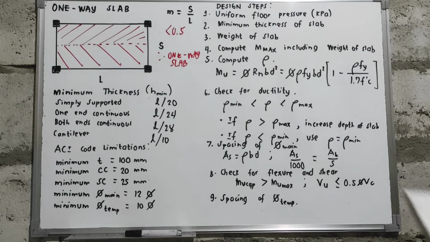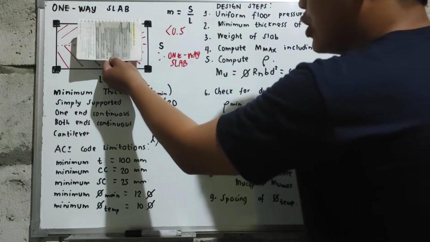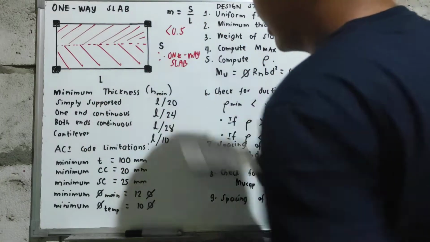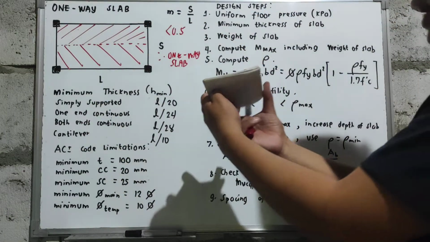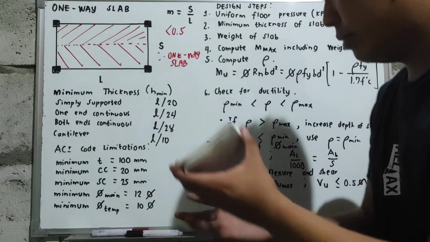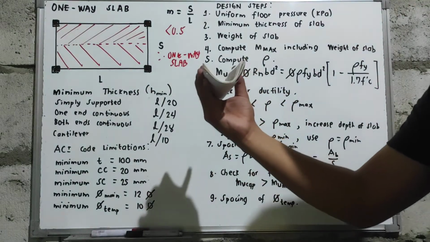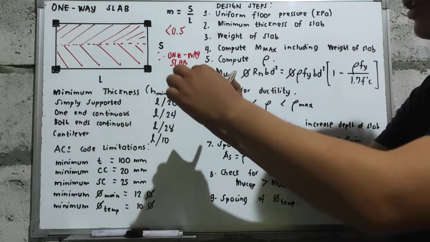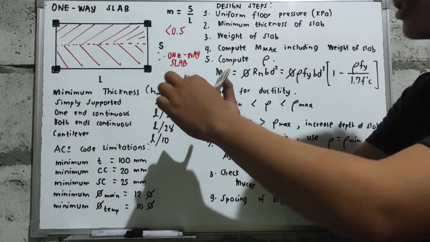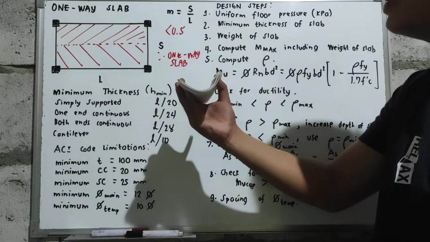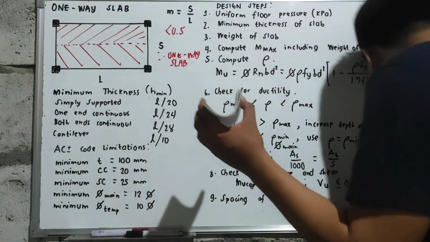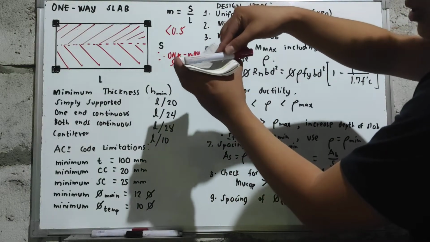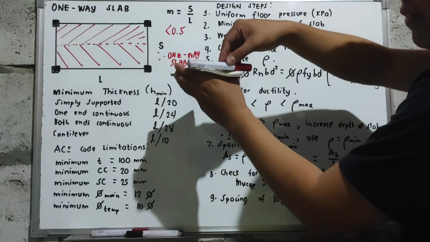So let's say, eto yung slab natin. So we have a slab here. So this is our shorter span, and this is our longer span. So in one-way slab, nangyayari is yung bending natin, it is occurring on our shorter span. So if we have a bending on the shorter span, para malabanan natin yung bending, we will put reinforcement. So maglalagay tayo ng reinforcement along the shorter span to resist the bending effect.